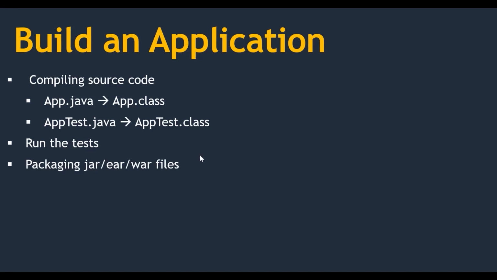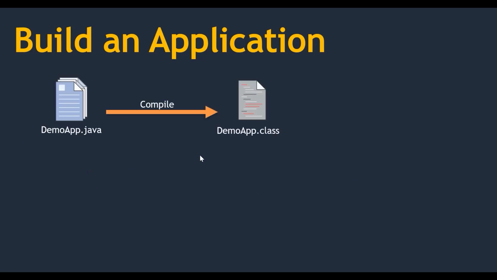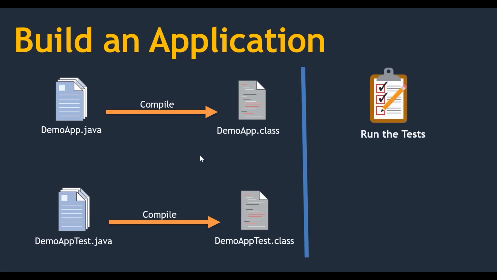It could be anything. Once we have created a package, even by using Maven, we are able to deploy this application on the target system. Even though it is not a primary responsibility, we can still do that. Once again, the process involved is that we are going to compile our source code, the application as well as the test cases. Once this is done, we need to run our test cases on our code. If it is fine, then we are going to create a JAR or EAR file. These are the steps involved to build our application.